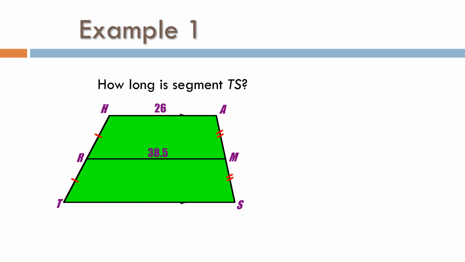Giving you TS and HA to find RM is way too easy of a problem. We want to elevate it a little bit. When you do that, you would get 51. Why? Because 51 plus 26 divided by 2 is 38.5. And I'm going to assume that you can solve a simple equation like that. Average. X plus 26 divided by 2 equals 38.5.